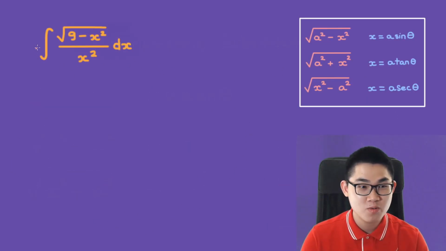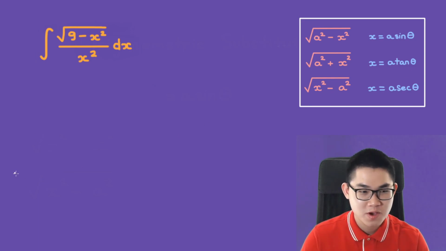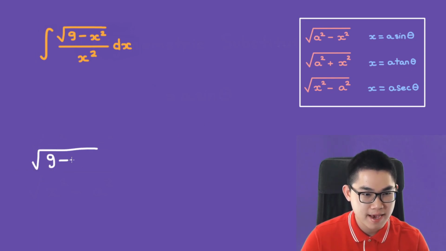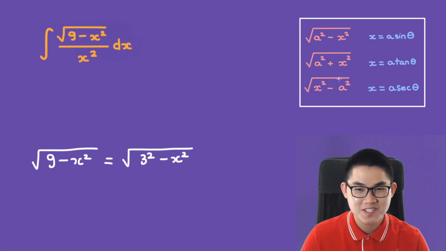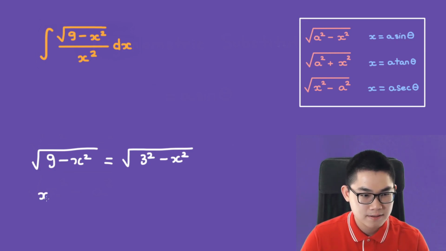Our first example will be the integral of the square root of 9 minus x squared over x squared dx. Right away, we see that we have 9 minus x squared, and 9 minus x squared is the same as 3 to the power of 2 minus x to the power of 2. So which form do we have? Is it the first one, second one, or third one? Well, you guessed it, it is the first one, and you can see that a is equal to 3. So our formula will be x equals a times sine. So x equals a, which is 3, times sine of theta.